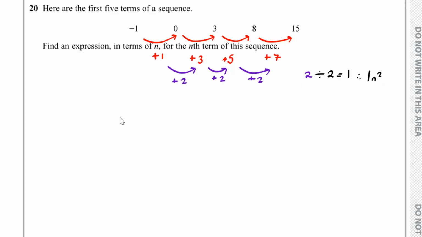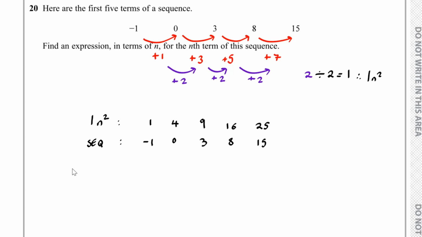And if I write down the 1n squared terms, we have 1, 4, 9, 16, and 25. And if we write down our sequence, we have minus 1, 0, 3, 8, and 15.